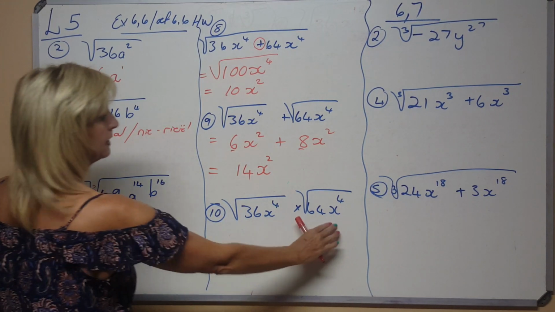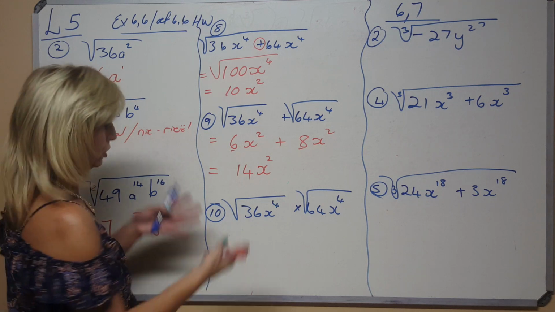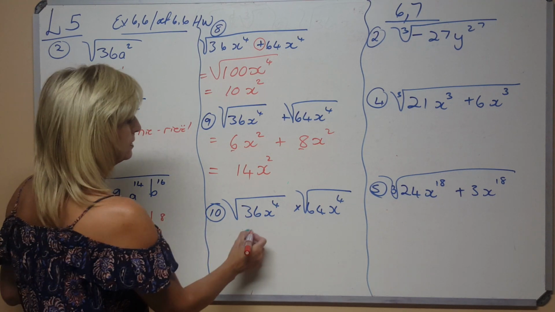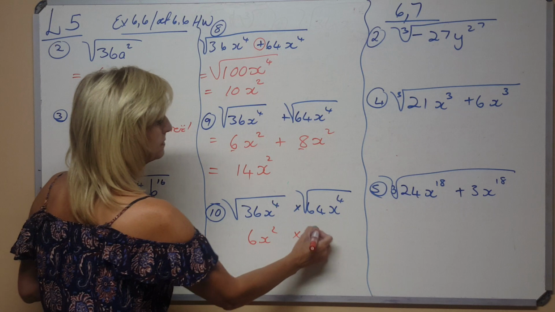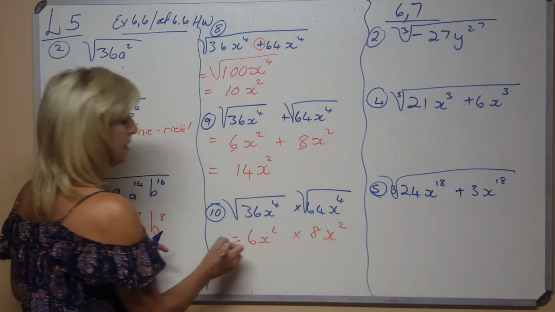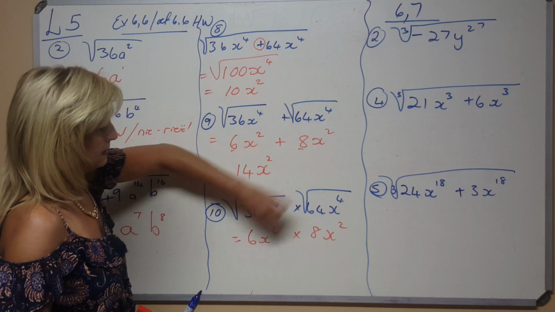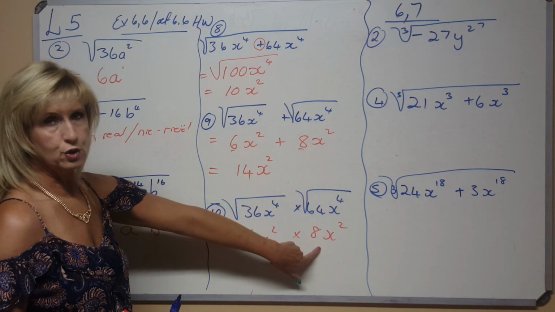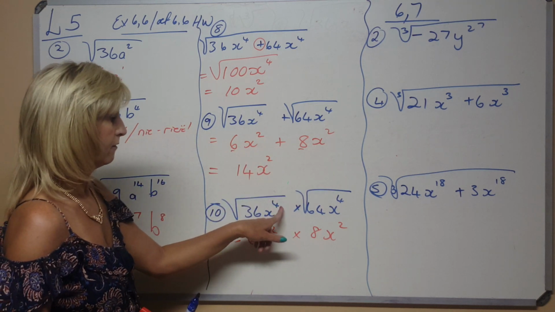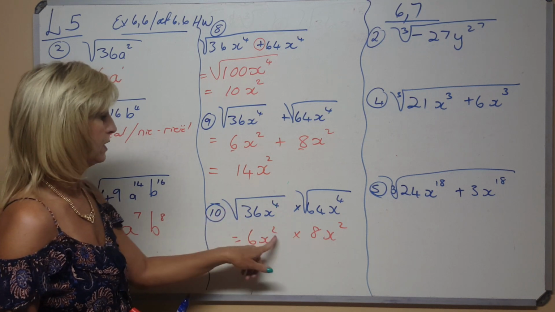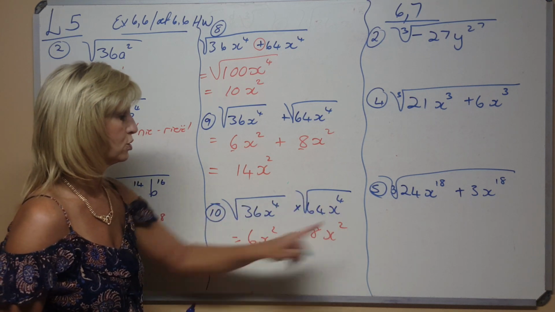Goed, dieselfde enetjie, maar nou is dit gemaal met mekaar, so you do exactly what's standing there. So it'll be 6x squared times 8x squared again, the same as we did here. Square root of 36 and square root of 64 is what you must know, en dan is die reël. Deel 4 gedeeld deur 2 is 2, 4 divided by 2 is 2.